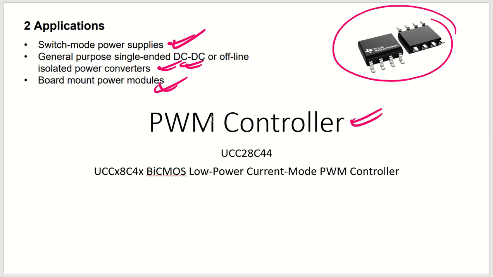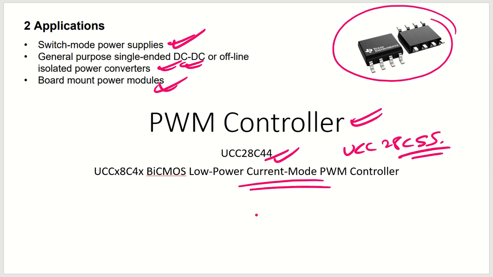So I'm going to take up one of the controllers from the UCC series, which is the UCC28C44. There are a lot of other parts as well that we'll discuss. UCC28C55 is also there, which is a little bit of an upgrade. With this particular IC, we'll try to understand the different parameters we need to take care of and how to design a very simple circuit using PWM controllers. It is a low power current mode PWM controller. We'll also discuss voltage mode PWM controllers.